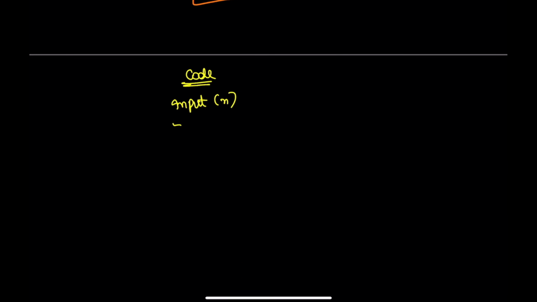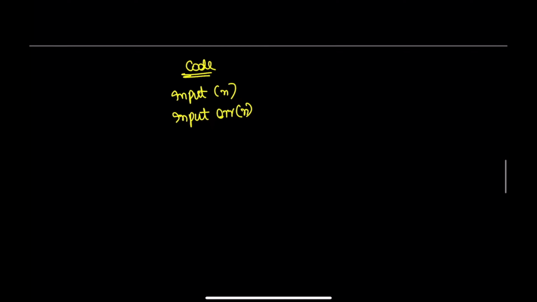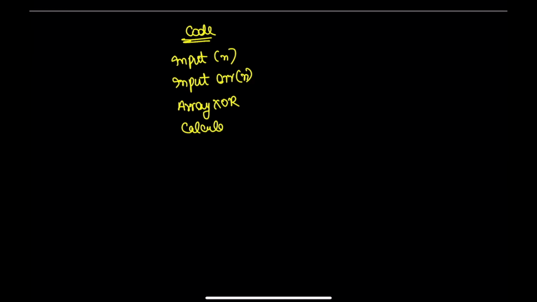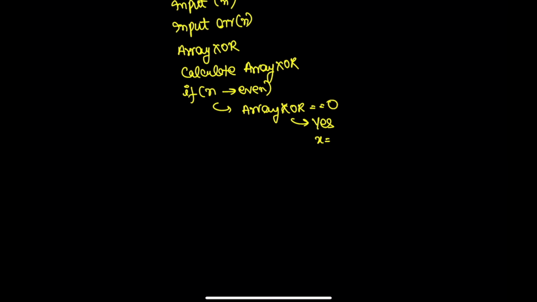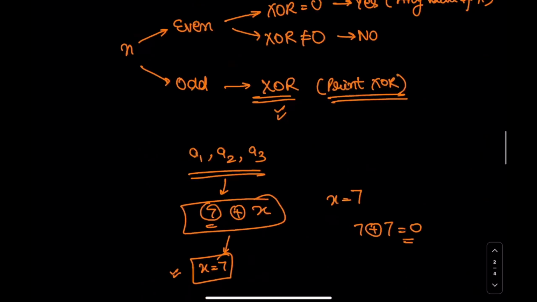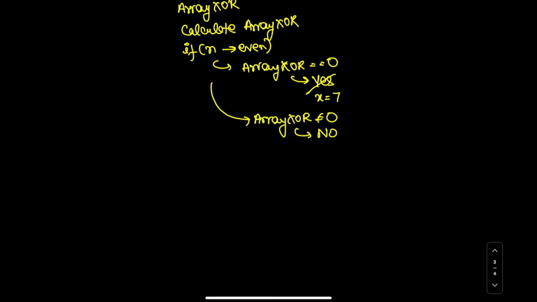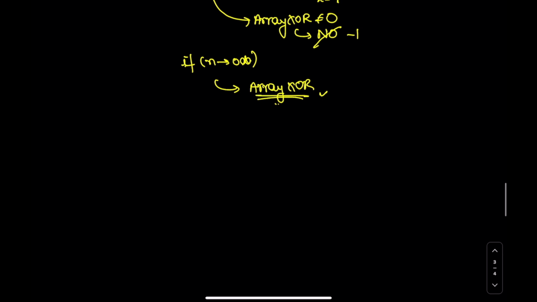Now let's write a bit of code. We'll input n, that is the number of elements. We'll input our array and make a variable array XOR. We'll calculate this. Now if n is even and array XOR is 0, then we'll print yes and an x value of anything, let's suppose 7. If the array XOR is not 0, then we will print simply no. We need to print yes and no. Okay, we need to print 7 or minus 1, so we'll just print 7 here and we'll print a minus 1 here. Now if n is odd, then we just need to print the array XOR. Nothing else. I hope you got the code.